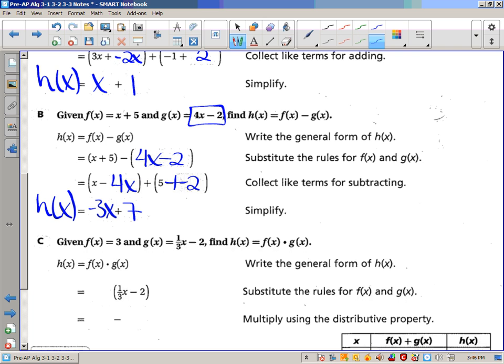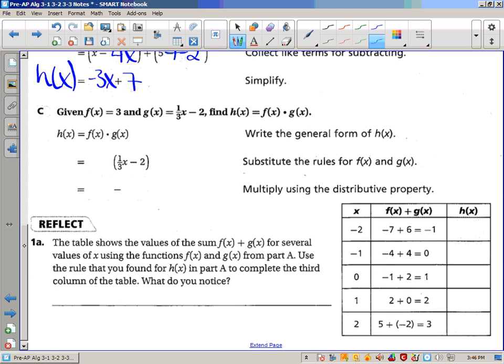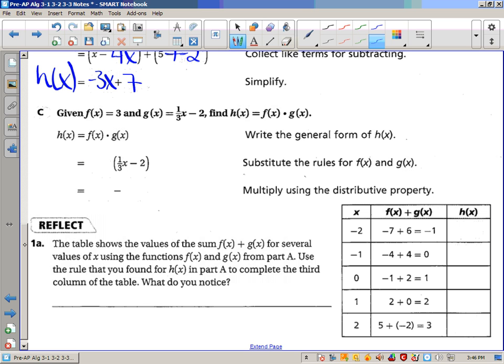Okay, so pretty simple, as long as you understand what the function notation is saying, what it means, and if you can combine like terms and do simplifying like that. Multiplying is the same. So if f of x is 3, we'd multiply 3 times g of x, which is 1/3 x minus 2. Distribute the 3, we will get x minus 6. Make sure when you distribute, you distribute to every term inside the parentheses. Okay?